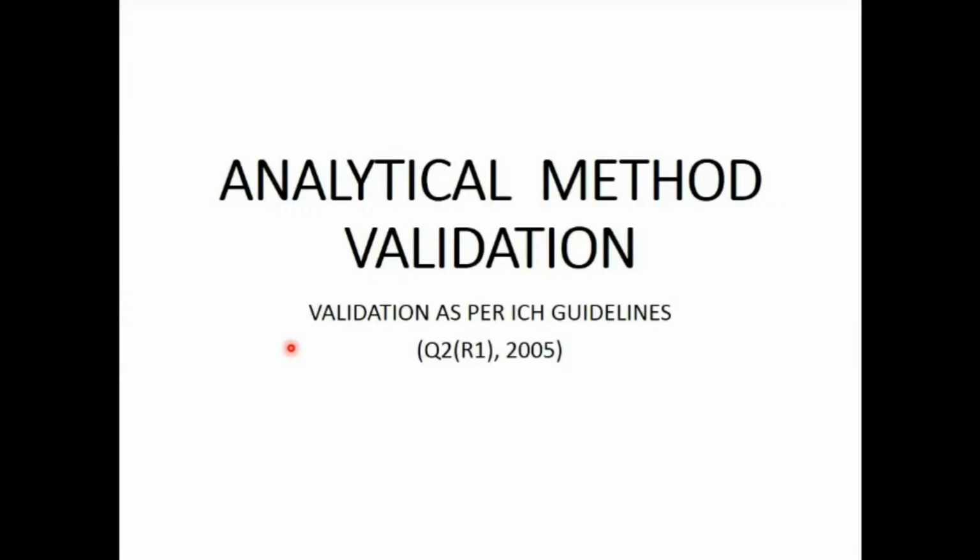ICH. Can anybody tell me what is the full form of ICH? So the correct full form is International Conference on Harmonization. ICH gives guidelines for so many things related to analysis, then biological systems, documentation, and guidelines related to method validation. It is numbered as Q2(R1), and it was published in 2005. Since 2005, most of the things related to this are remaining the same.